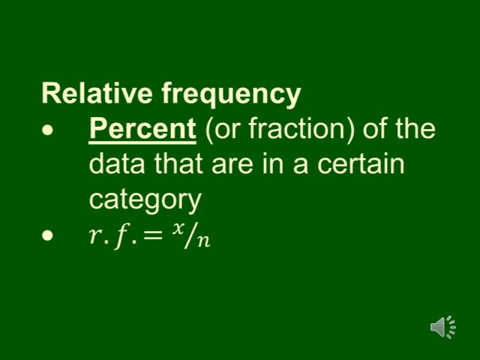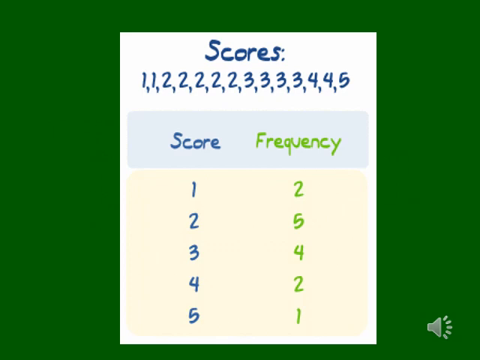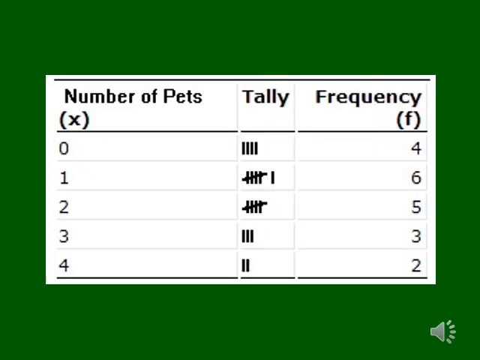That's the relative frequency. A frequency distribution is basically just a chart that shows you how many are in different categories. So we'll look really quickly at a couple of examples of frequency distributions. Here they've got some numbers, they counted up how many times each of them happened, and I can see that 2 was the most common score. Same kind of thing on this one. You can look at it and figure out lots of people had 1 pet.